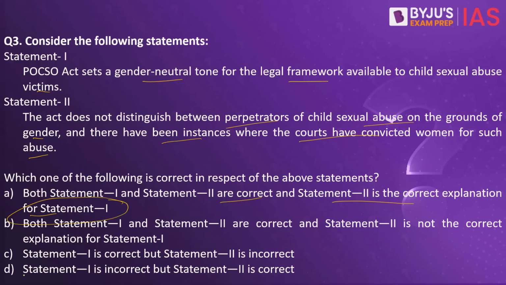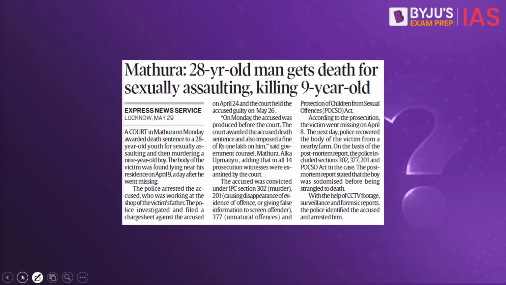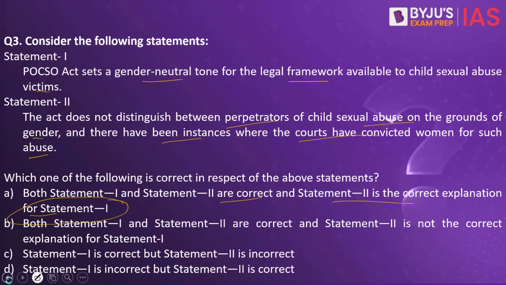Why have we taken this practice question? Because this article on the Indian Express makes a reference to the POCSO law, which is why we have taken this practice question. Let us try and understand what are these statements. When you look into the first statement, POCSO acts as a general neutral term. What do we understand by this? Who is a child? A child is an individual who is less than 18 years of age.